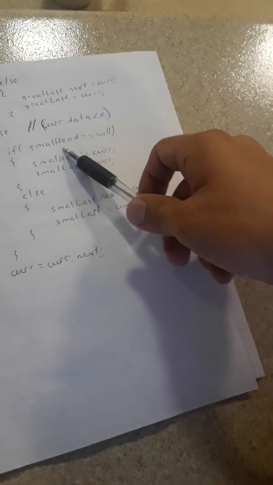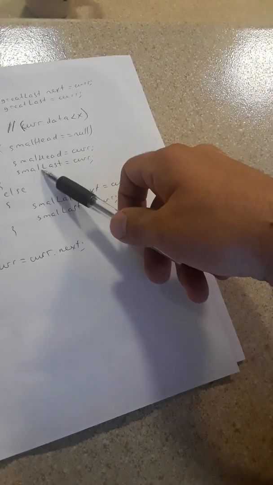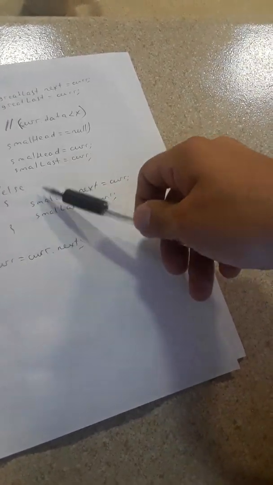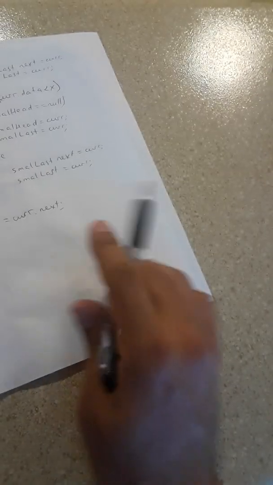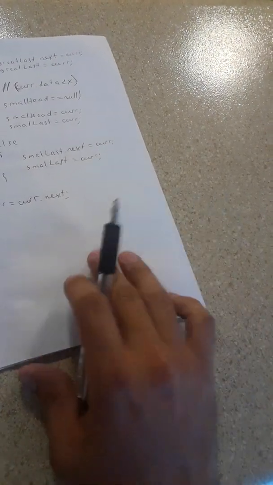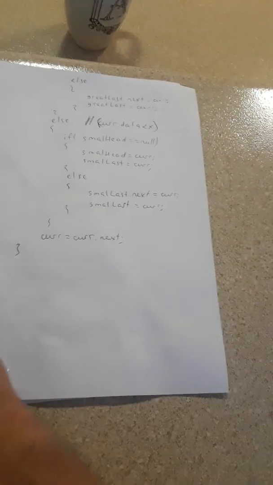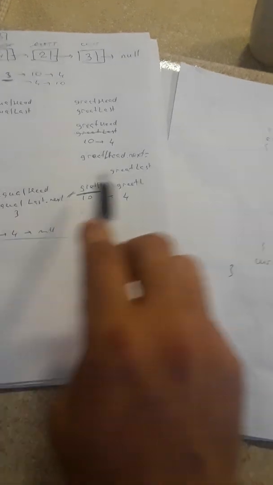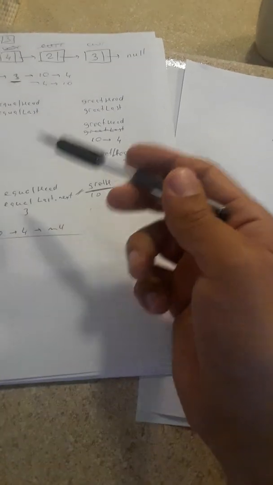we're checking if we have something in small head. If we don't, we're just setting current to small head and small last. If we have something in our small head, we're just moving our small tail, and current equal to current next, we're just moving to the next node in the given linked list. So this code is just for creating all these 3 separate linked lists according to the comparison with the input value.